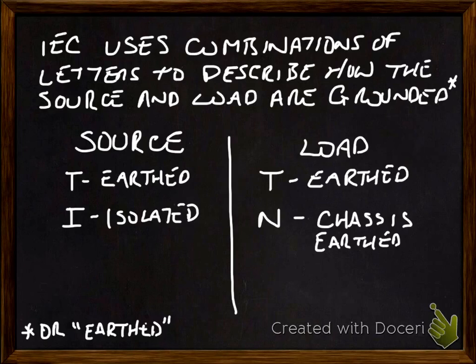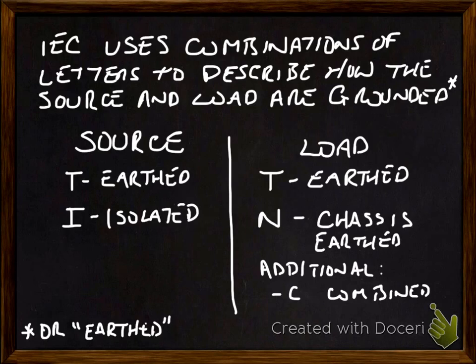Now there are two other letters that you need to know about, and those can be attached to the first two. You can have a -C, which means combined, and that means that the neutral and the safety earth conductor have been combined into a single wire. And you can also have an S, which means that they're separated. And that gives you a couple of additional wrinkles in how the load grounds might be connected.